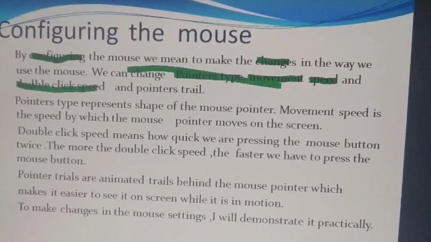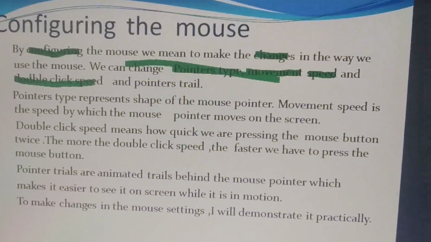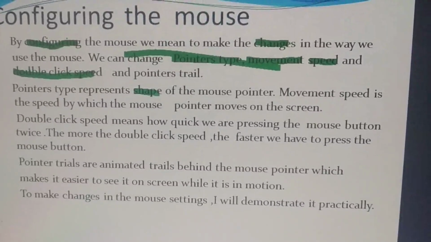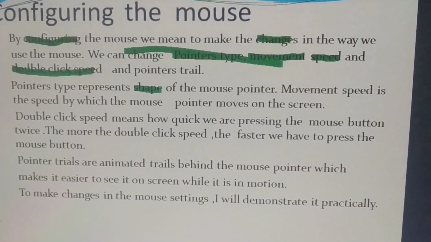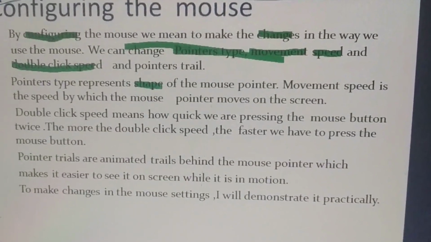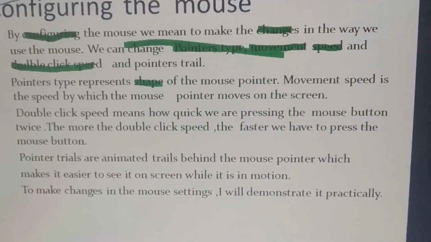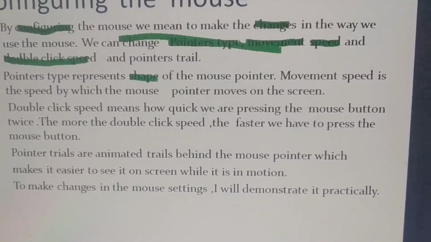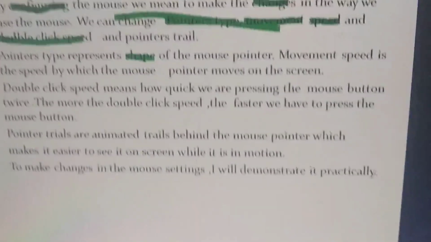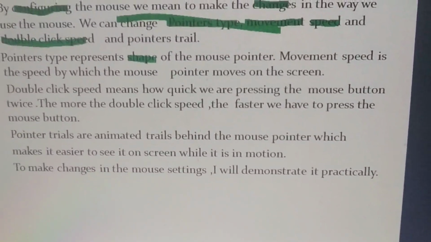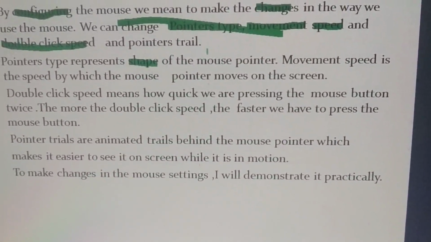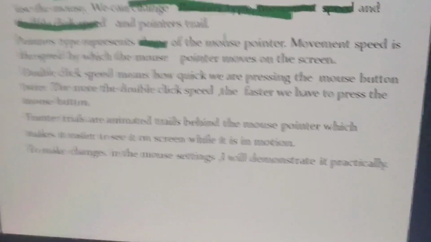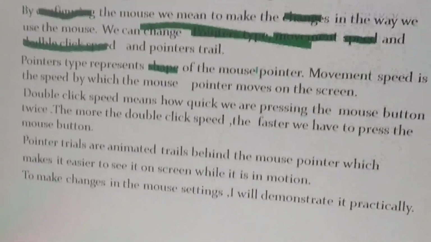Now, what is the pointer type? Pointer type represents the shape of the mouse. When you are moving the mouse, it can be in the form of an arrow. When the mouse is clicked and a file is going to open, the mouse takes a processing shape, and it can be a circular shape. So that is the pointer type.